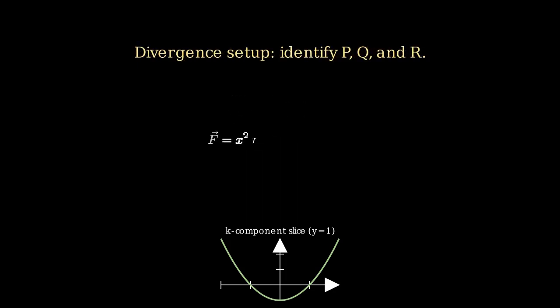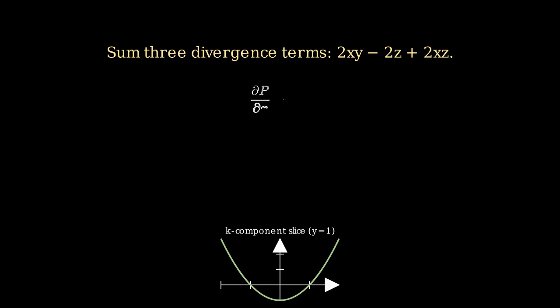Question 3. Divergence. Take f equals x squared y i hat minus 2yz j hat plus xz squared k hat, so p equals x squared y, q equals negative 2yz, and r equals xz squared. Partial of p with respect to x. Y is held constant, and x squared differentiates to 2x, giving 2xy.